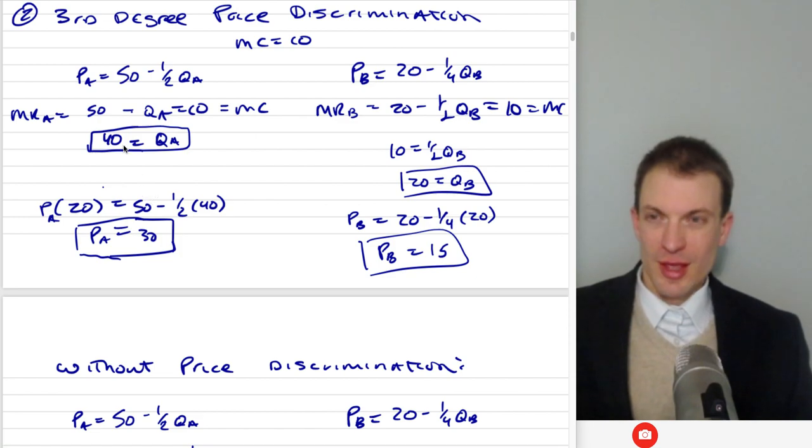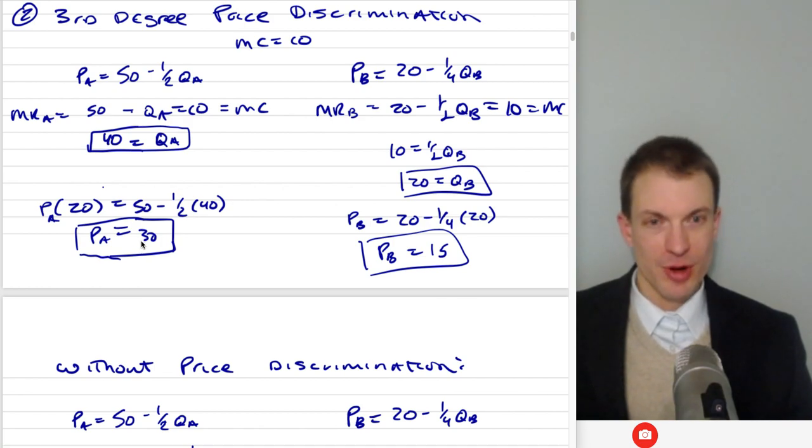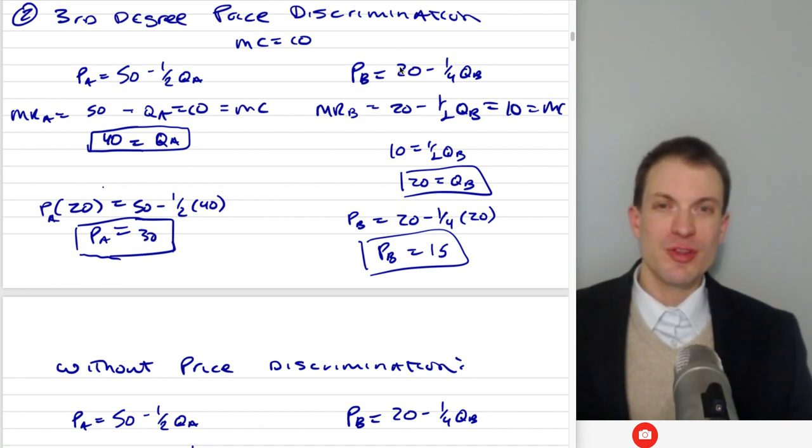Okay, so I'm going to go back up to my demand curve. Prices come from demand curves, so it's going to be 50 minus 1/2 times 40. So 50 minus 20 is 30. So a price of 30 in segment A. What about in segment B?